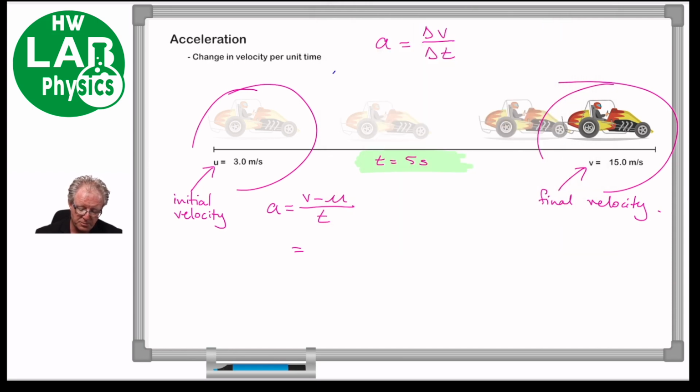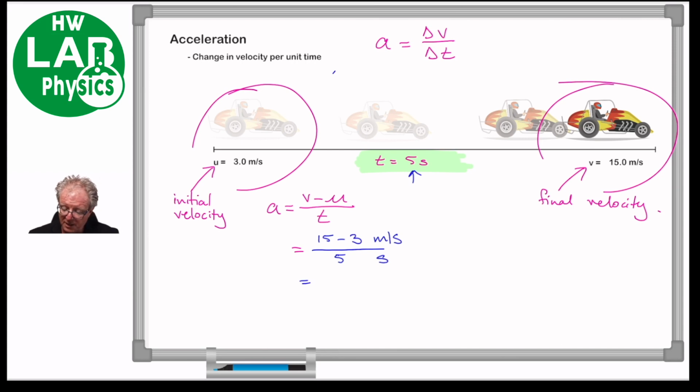Let's change it to blue. Alright, so our final velocity was 15 meters per second. Take away the initial velocity, which is 3 meters per second, and we divide that by the time over which this occurred, which is 5 seconds. So the units up the top is meters per second. The units down the bottom is seconds.